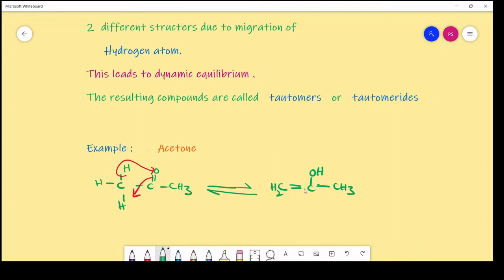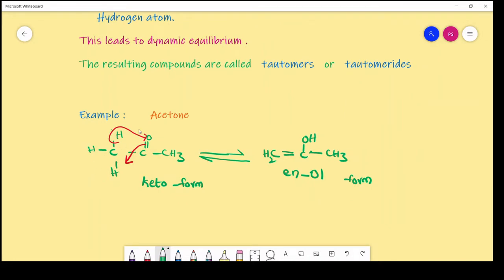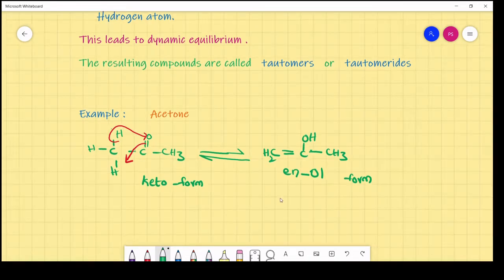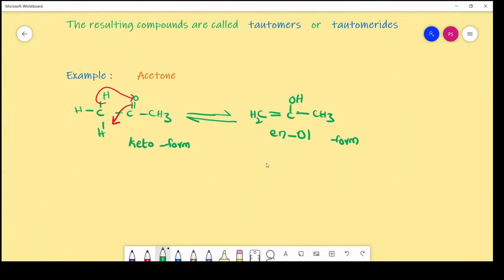This is the enol form, because of the double bond and the OH group. Here the functional group is keto, so we call it the keto form. So this is keto-enol tautomerism. In every case we don't call it keto-enol tautomerism; only if the functional group is keto do we call it keto-enol tautomerism. Otherwise we simply call it tautomerism.